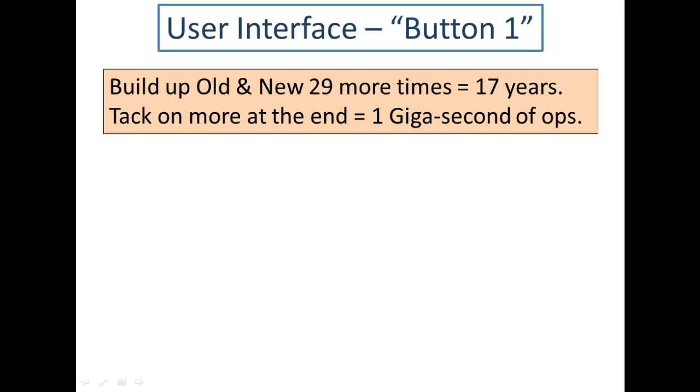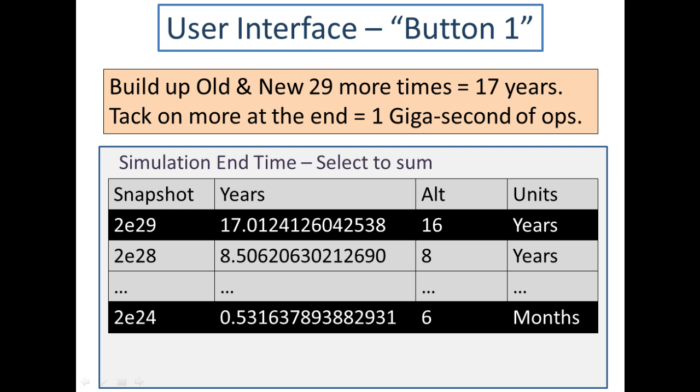At the moment, the user's first choice is made with a multi-select list. The display includes the name of the snapshot, which is also the length of the snapshot in seconds. The length in years is also shown, and the length in whatever units are most appropriate. At the bottom is the end of the simulation run. Here it is the sum of the two highlighted rows, 17 years and 6 months.